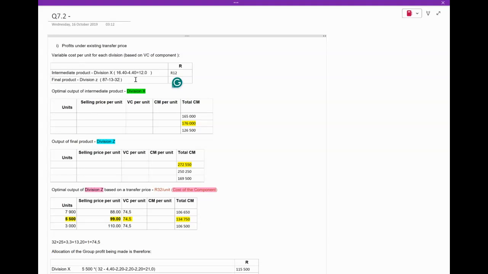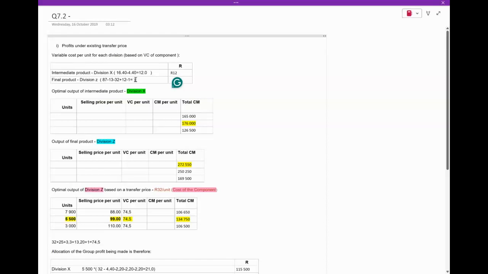Then you're going to add this 12 Rand, this variable cost that we pay for the component, or to cover the component. So you're going to add that because we don't have that cost in that breakdown there for division Z. Okay, and then you're going to minus the 1 Rand selling expense. And that's this variable selling expense for the component, which you find in the first table, not the selling expense.